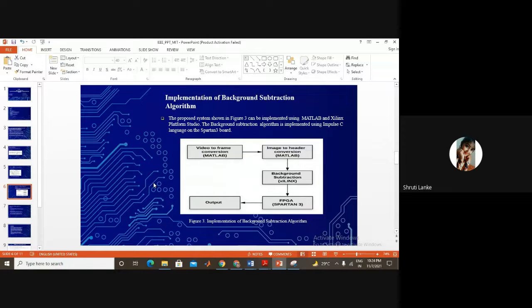Third one is the background subtraction algorithm. The header files are given as an input to Xilinx, and background subtraction is done on these files. The algorithm for background subtraction is written on Xilinx, which is used to link the program to the hardware FPGA kit. And the last one is the morphological operation.